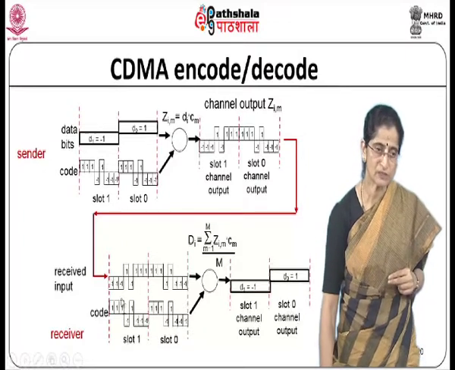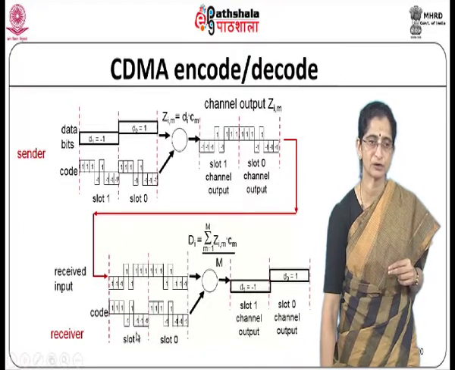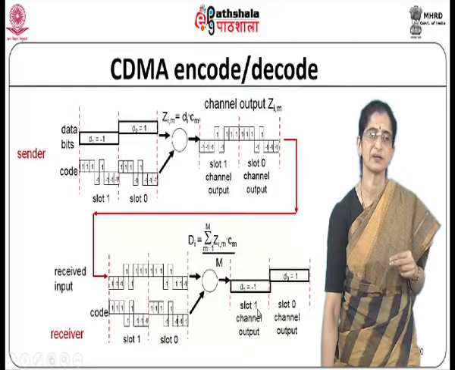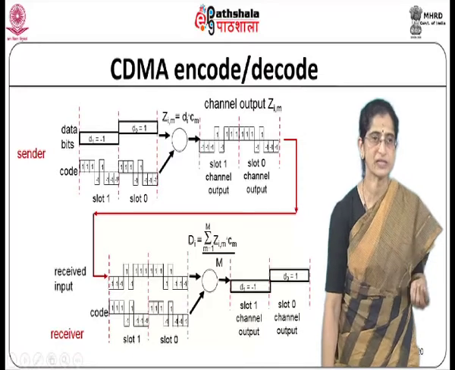And when I do a dot product of this value and this value, you have 1 here and a minus 1 here. So what will you get when you do a dot product of this? You will get a value of minus 1. So I know that the data that was transmitted here was a minus 1. So this is the idea that is used in encoding and decoding of CDMA data.